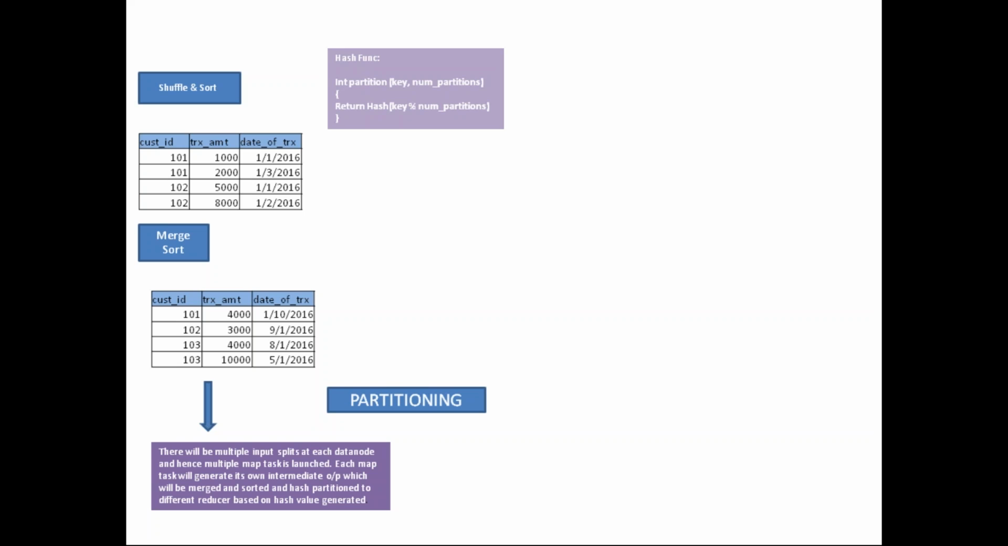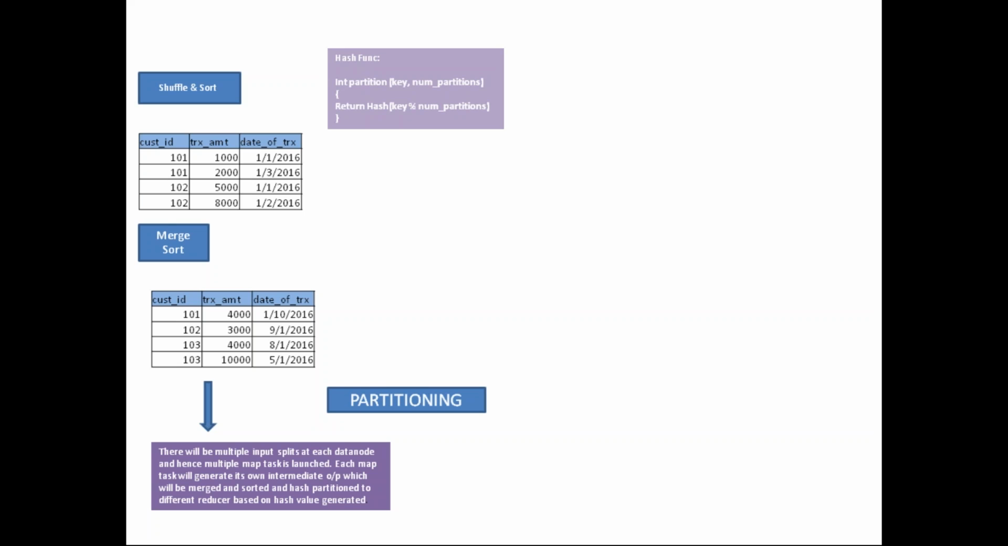In a similar way, we have the input split and mapper relation. The number of input splits defines the number of mappers. Similarly, the number of partitions defines the number of reducers. Now you have a reducer process running. For each key it will return a hash value. The hash function uses the key and performs a modulus with the number of partitions.